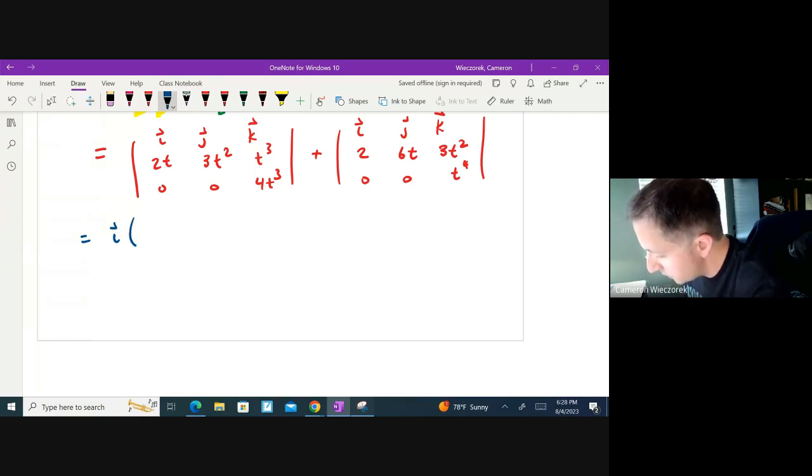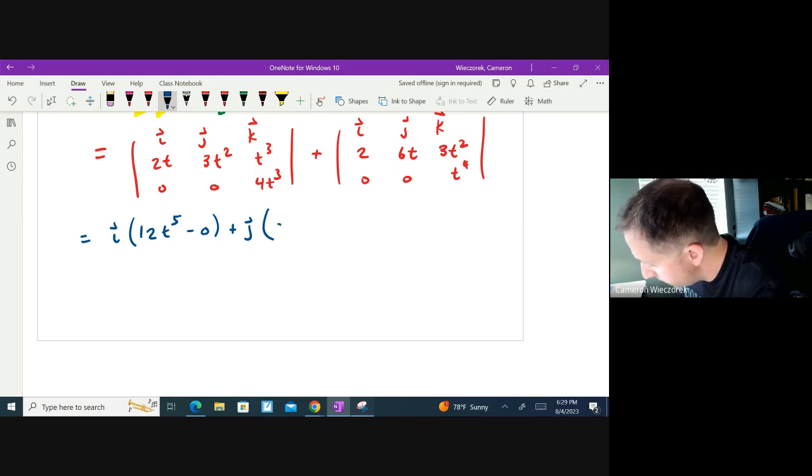Crossing off first row, first column, I'm going to be left with 12t to the 5th minus 0 times t cubed to be minus 0. Plus j, cross off first row, second column, I'm going to get 8t to the 4th minus 0 times t cubed would be minus 0. I already noticed an error. This should be minus j. Sorry about that. Plus k times, cross off first row, third column. We're going to get 2t times 0 would be 0, minus 0 times 3t squared would be 0.